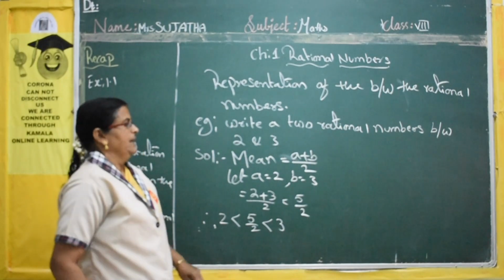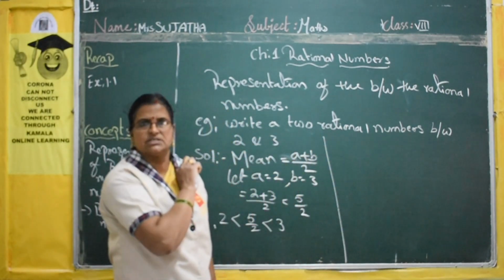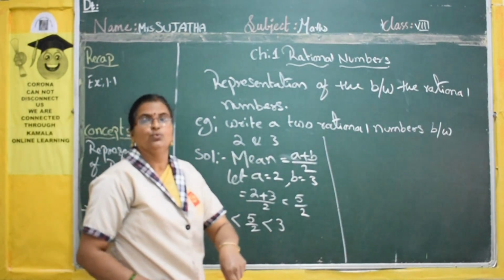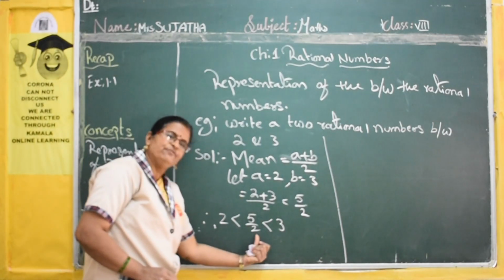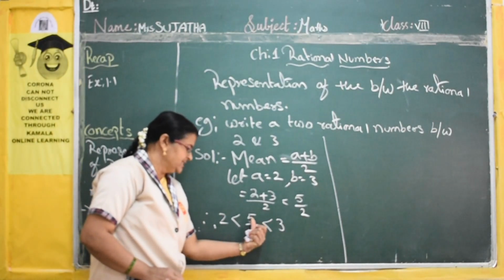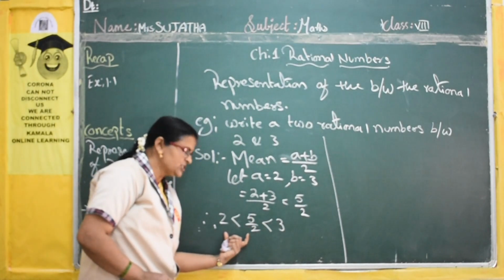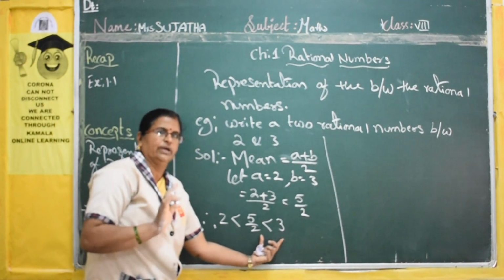Now we need the next rational number also, because in the question I asked for 2 rational numbers. So one rational number we got between 2 and 3. One more you have to find. How can you find? Listen. Between 2 and 5 by 2 you can take, otherwise between 5 by 2 and 3 you can take. Your wish, anyway you can do.